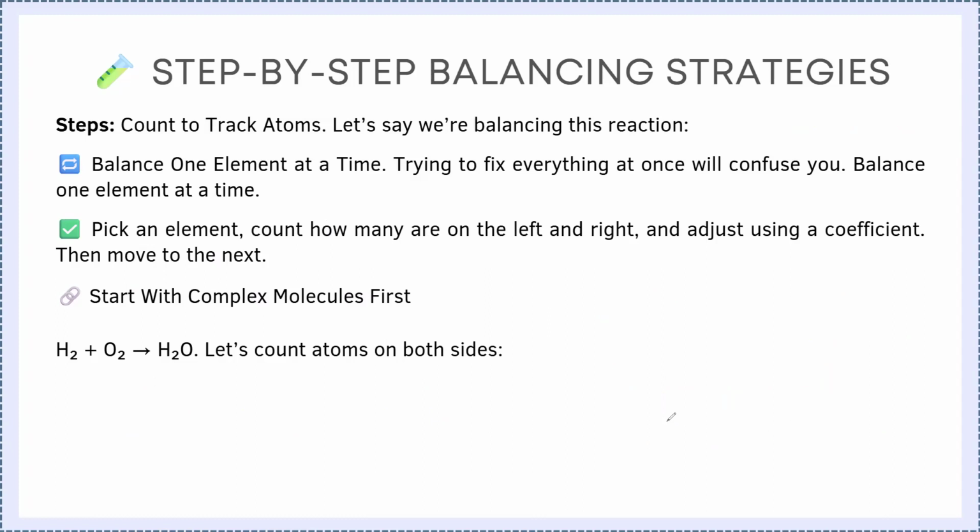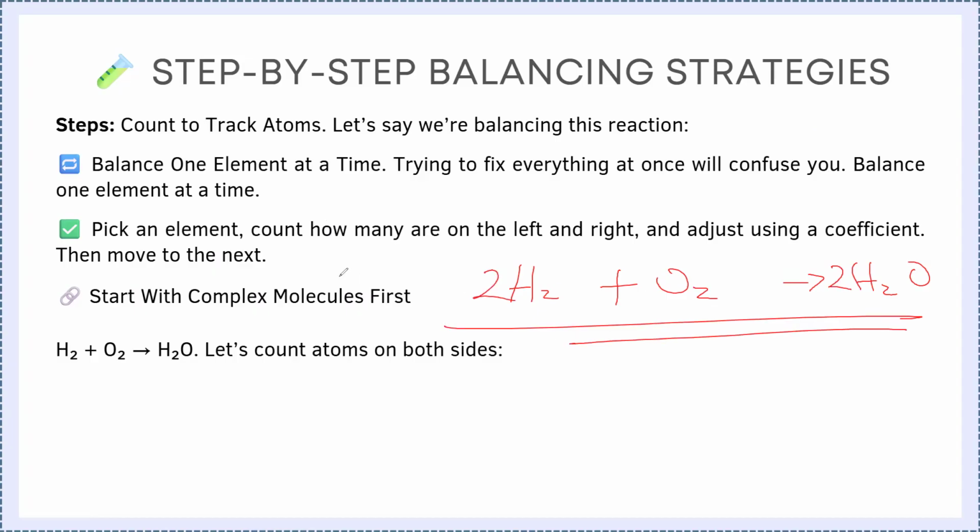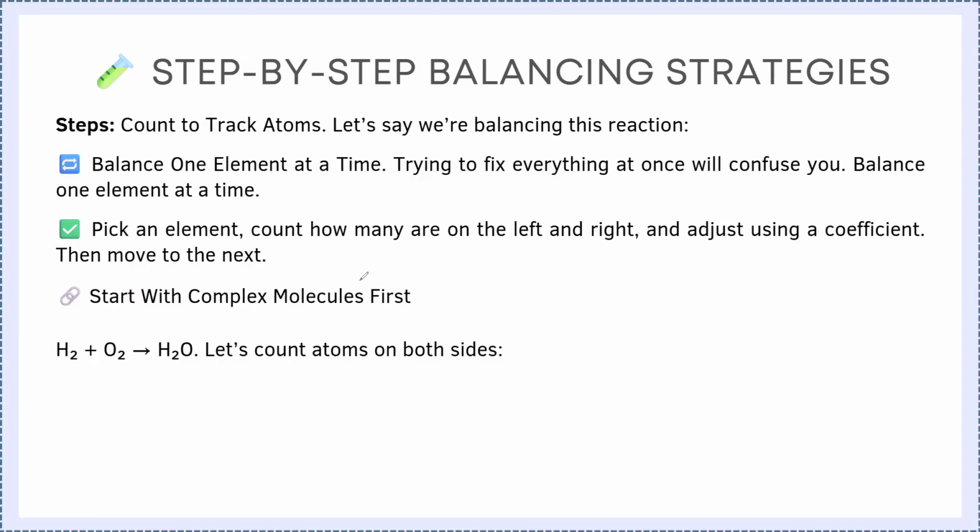So let's write out our fully balanced chemical equation. We have 2H2 plus O2 giving us 2H2O. These are the coefficients that we introduced. This is our fully balanced chemical equation. So let's go ahead and solve another chemical equation.